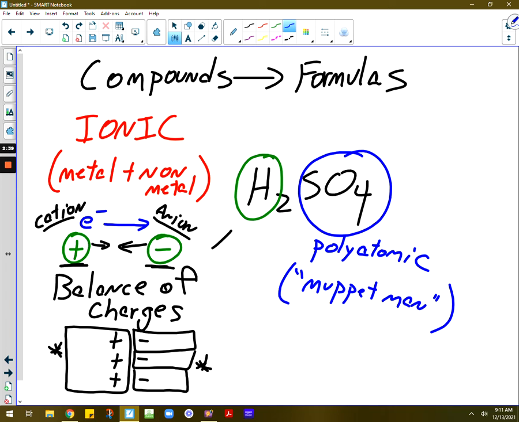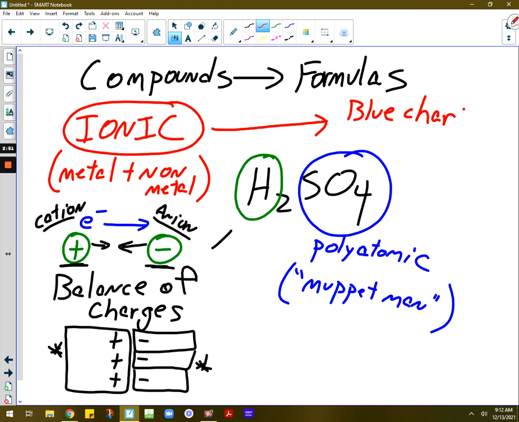When you're doing stuff with ionic, a really helpful tool is your blue chart. Your oxidation chart, your ions. That will help you with names. That will help you with the charges of your positives and the charges of your negatives.